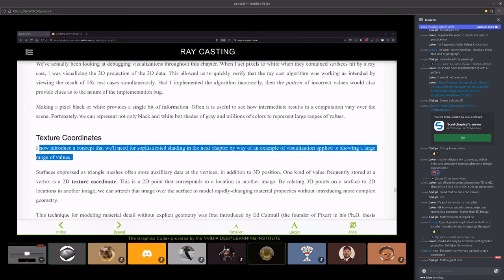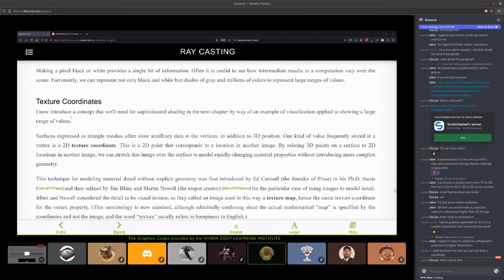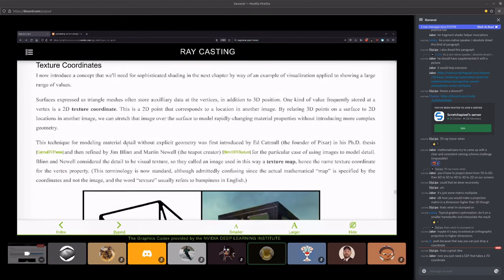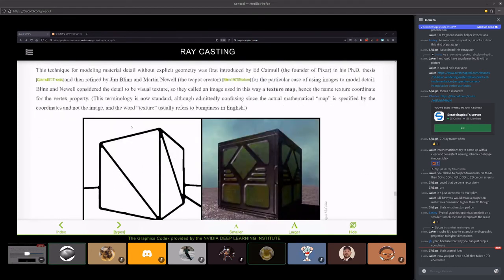So we have texture coordinates. Texture coordinates are cool. They transform a 3D point into a 2D point on a texture that we can then use to get color information. That's really awesome, because we can take just some flat geometry and turn it into very pretty looking pictures.